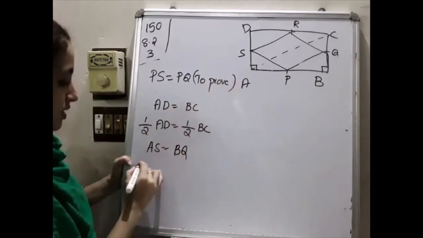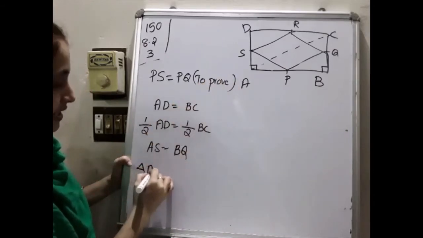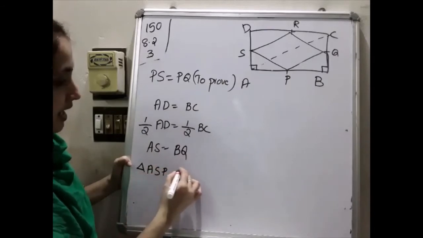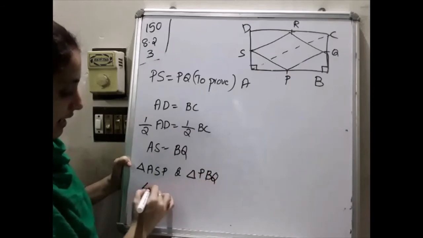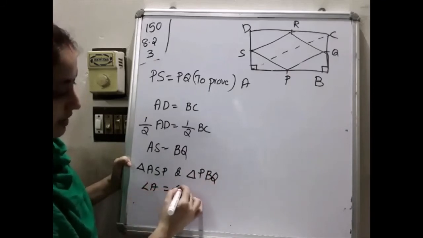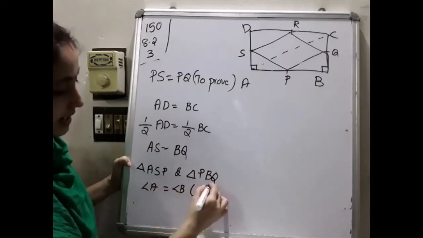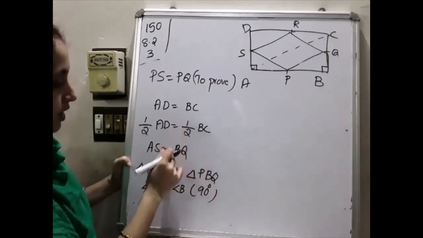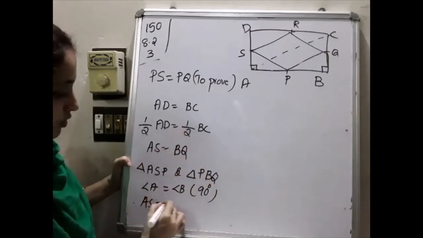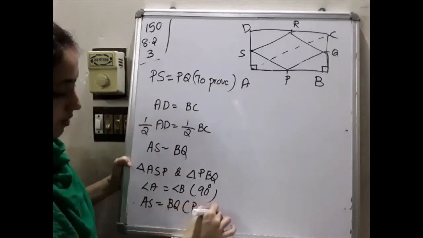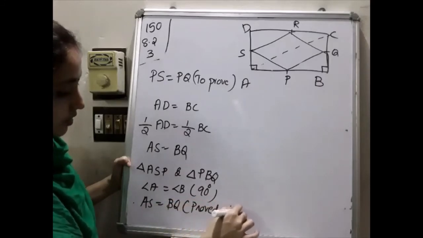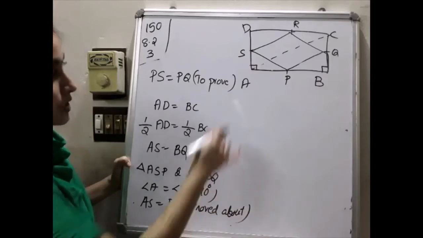So we'll consider two triangles. Which are the two triangles we have to consider? Consider triangle ASP and triangle PBQ. What you got? Angle A is equal to angle B, because the reason is 90 degrees. Then we got AS is equal to BQ, proved above. So this one is equal to this one.